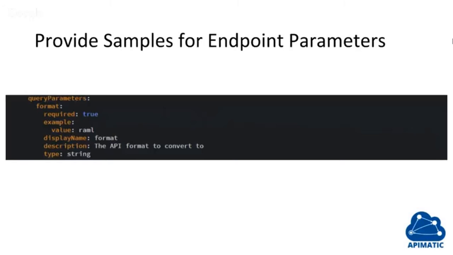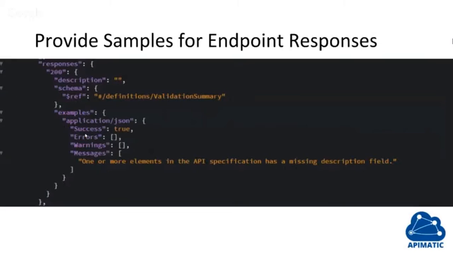So it takes a value as input, which specifies which API format you want to convert it to. And just as an example, we have RAML. So right away, the developer or the person reading the document knows what input values this parameter takes.